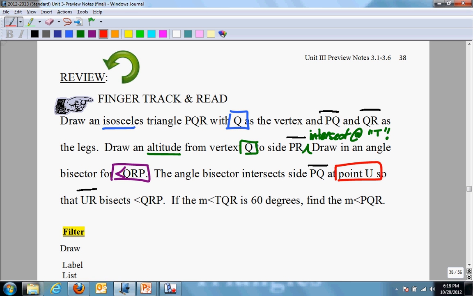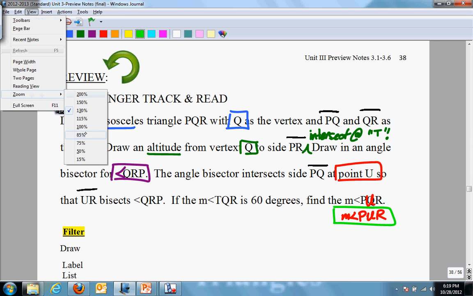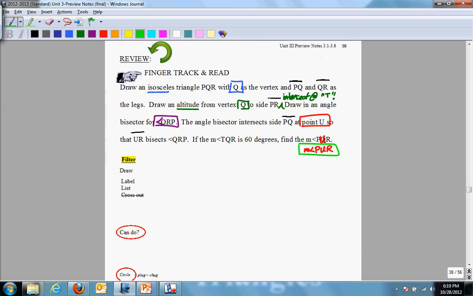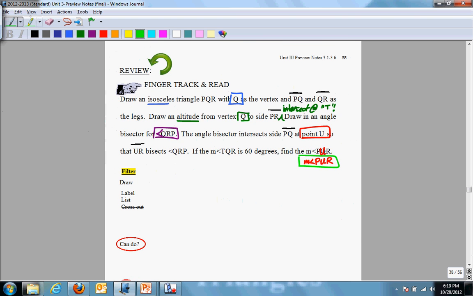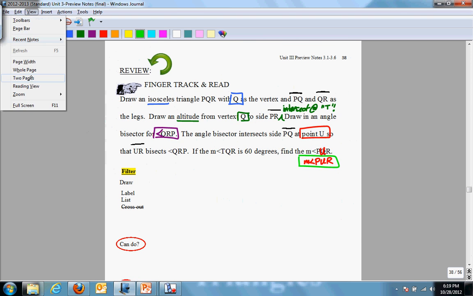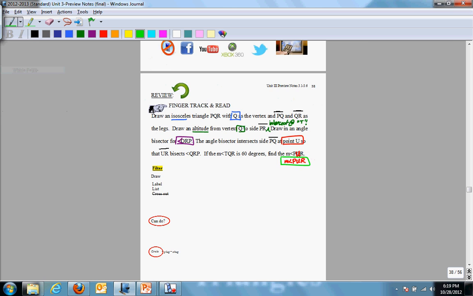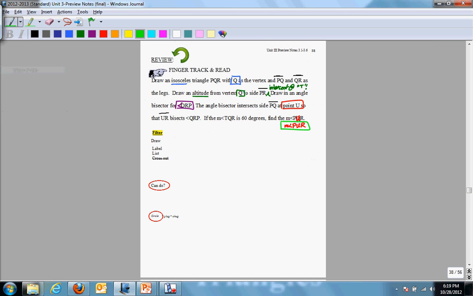It says, if the measure of TQR is 60, find the measure of, this should read PUR, the measure of angle PUR. That's what you're ultimately trying to find. So there's two typos there you need to fix. What I'd like you to do now is reread that out loud. Then I'd like you to attempt to do this problem all by yourself. Draw it and solve all by yourself.